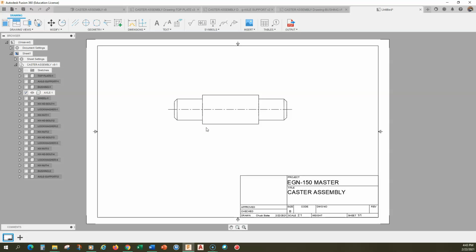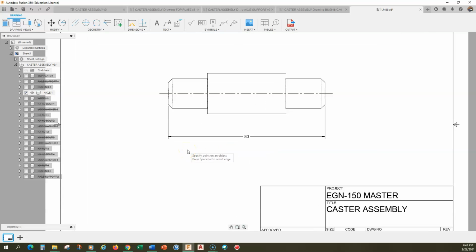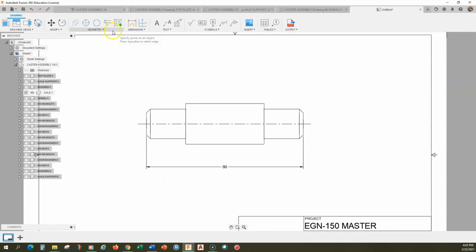Now, dimensioning this. Generally speaking, it is always good to have an overall dimension for a shaft. All right, so we'll put that in there. Now, how else do we want to dimension this? It might look pretty straightforward, and I'm going to put in all the dimensions right now, just so you can see. Okay, so those are all the dimensions, minus the diameters, right? I'll put in the diameters.